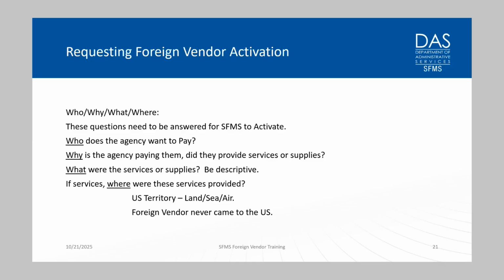And if services, where did they provide these services? U.S. territory, land, sea, air, foreign, or can you tell me with some assurance that the foreign vendors never came to the U.S., that they provided these services outside of the U.S.? They stayed home, they did it online and just delivered the services. We have interpreters who do this via phone. We have them do it via internet, but they stay in the country of origin. That is a good answer. U.S. land, sea, and air gets a little trickier.